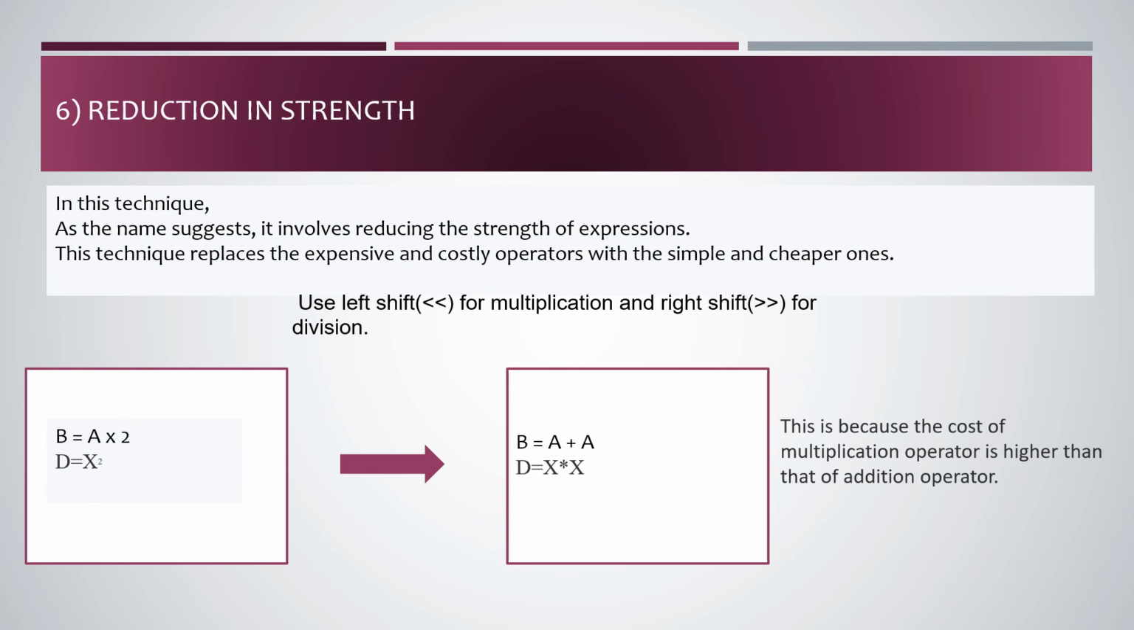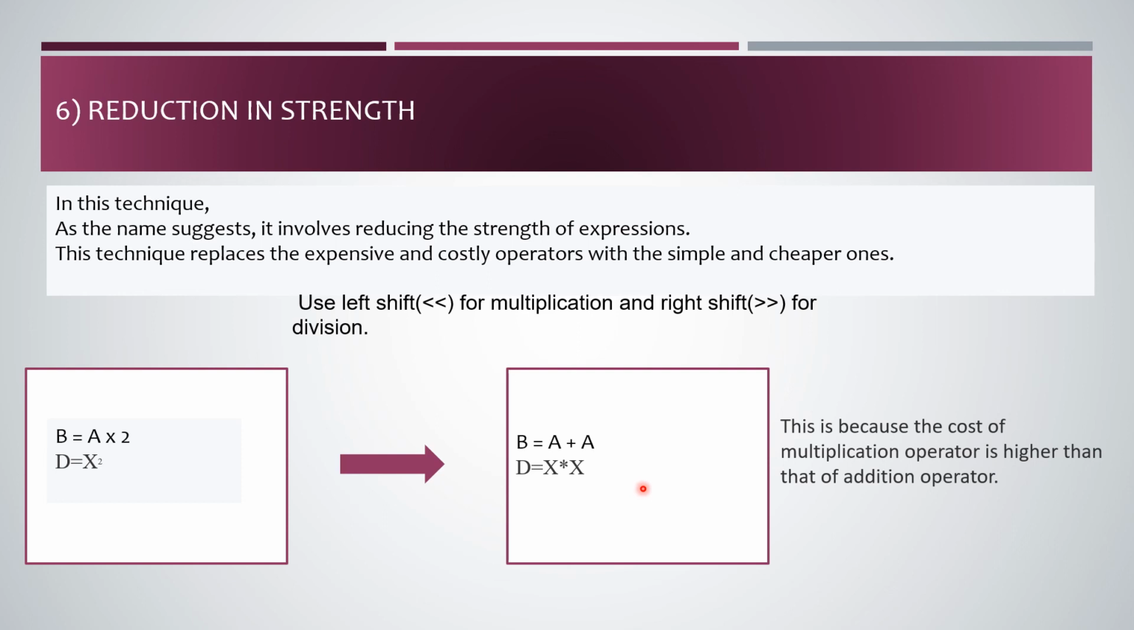So the last technique we are going to see is reduction in strength. As the name suggests, it involves reducing the strength of the expression. Consider an expression b is equal to a into 2, which is replaced by the expression b is equal to a plus a. Again consider an expression d is equal to x square, which is going to be replaced by d is equal to x into x.